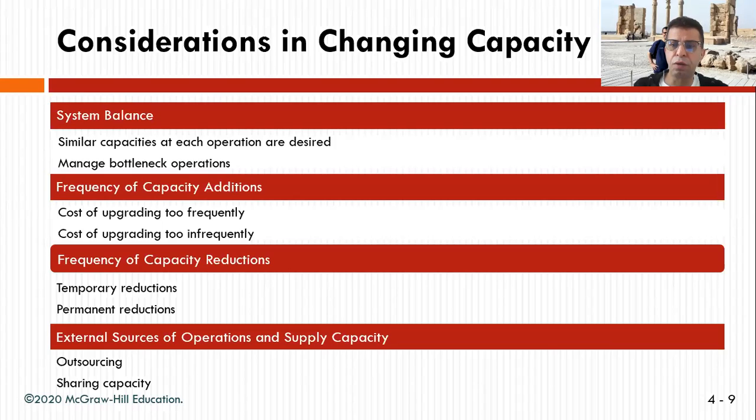But there is also a hidden cost that you don't see: the cost of upgrading too frequently, and the cost of upgrading too infrequently. Every time you do an upgrade, there is a cost in it. And if you do it infrequently, you're not doing enough upgrading for your stuff.